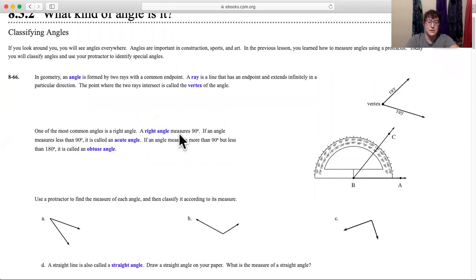One of the most common angles is a right angle. A right angle measures 90 degrees. If an angle measures less than 90 degrees, it's called an acute angle. If an angle measures more than 90 degrees but less than 180 degrees, it's called an obtuse angle.